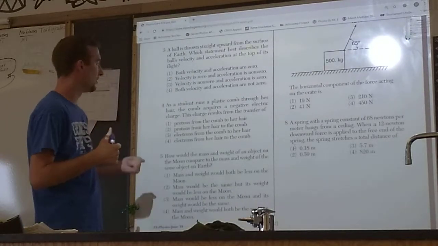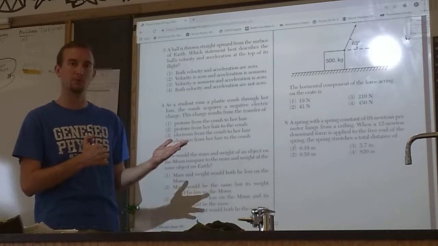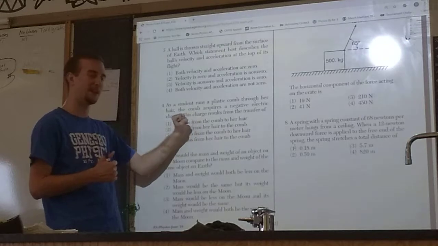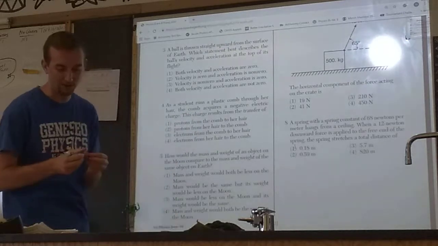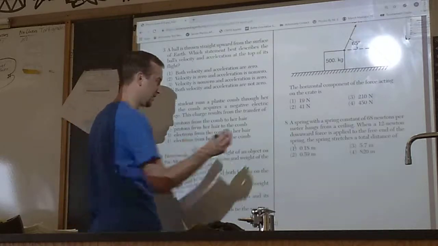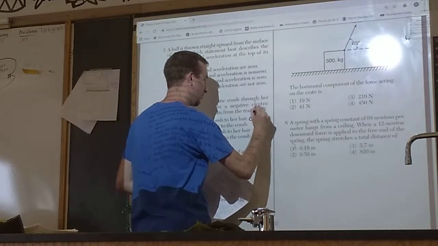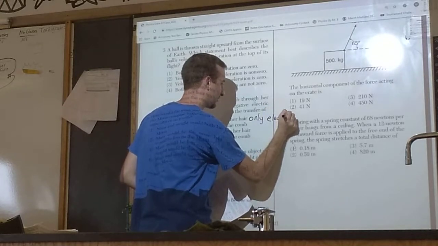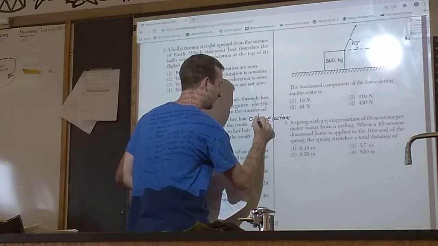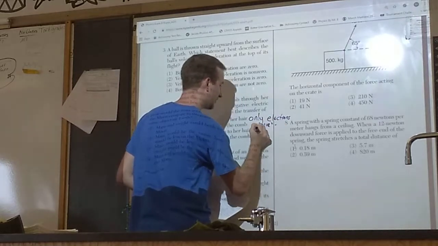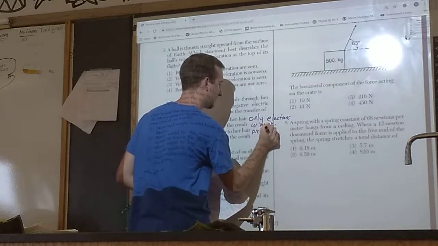It's also a general rule that protons are going to stay in their nuclei. They can't move. The electrons are the only particles that can move, and that's the rule we've been using all year. Only electrons can move. Protons stay in the nucleus.